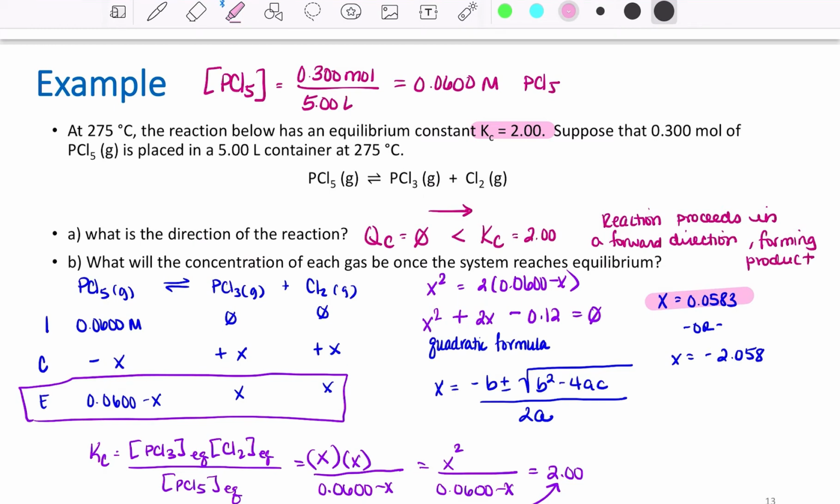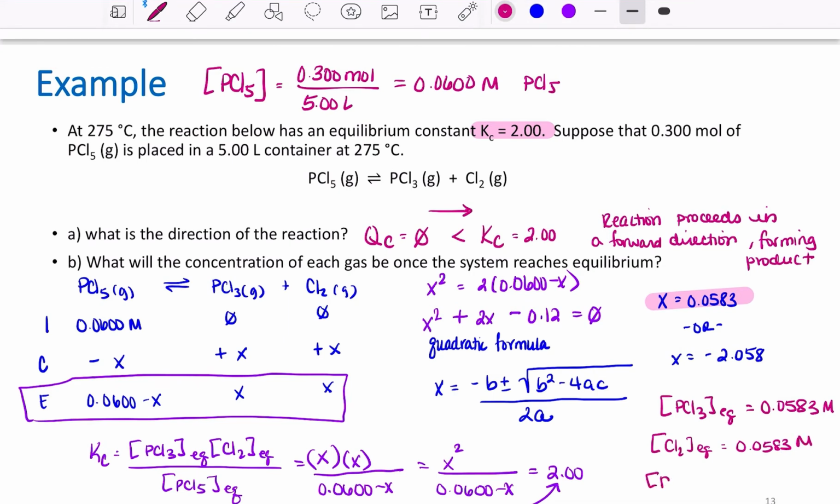So therefore, now we can figure out the concentrations of the species at equilibrium. This means that the concentration of PCl3 at equilibrium is equal to 0.0583 molar. Concentration of Cl2 at equilibrium is also equal to 0.0583 molar. And the concentration of PCl5 at equilibrium is equal to 0.0600 minus 0.0583, which ends up giving me an answer of 0.0017 molar.